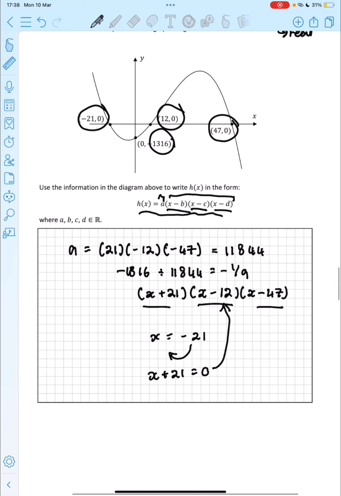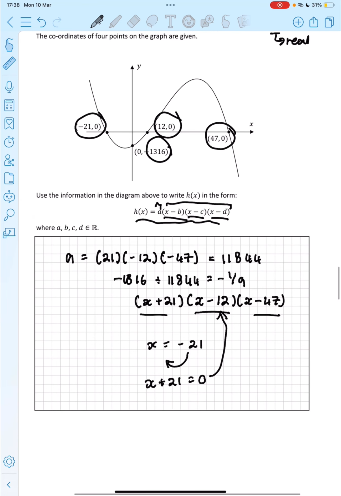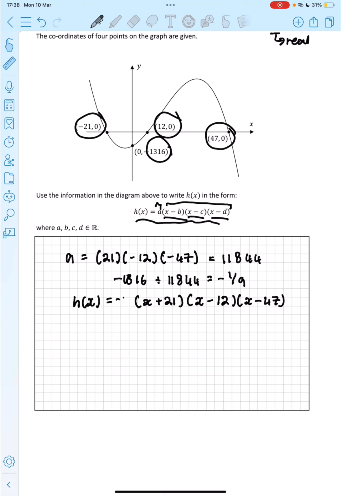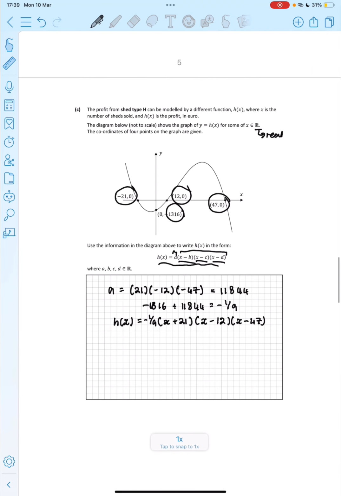I've gotten my 3 x parts. So I'm going to get rid of this. So we'll find out that h(x) is equal to minus 1/9 times that. And that is that question finished.